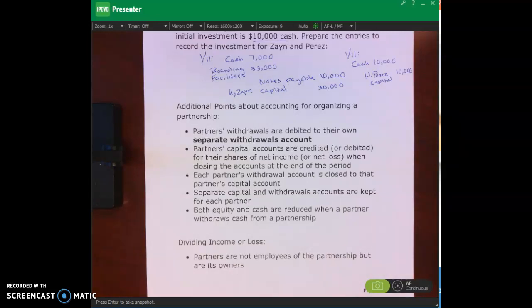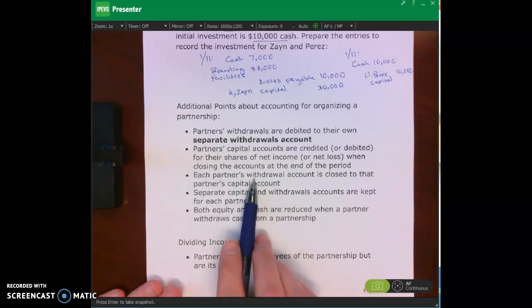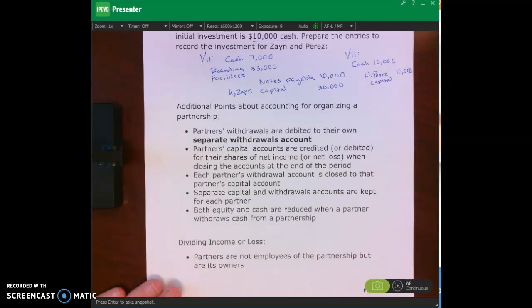Okay. And then the fourth journal entry that we did is to move withdrawals to the capital account. We debited capital and then we credited withdrawals. And that's what I'm talking about right over here. And again, we have separate capital accounts and separate withdrawals accounts for each partner.